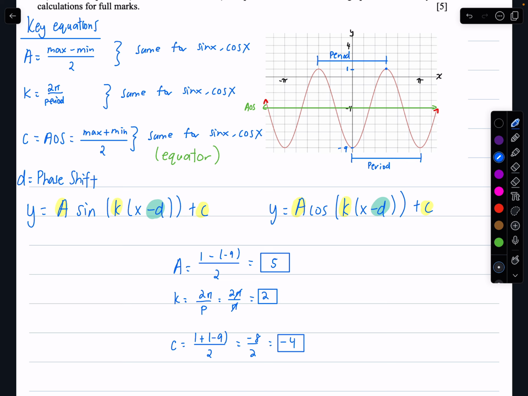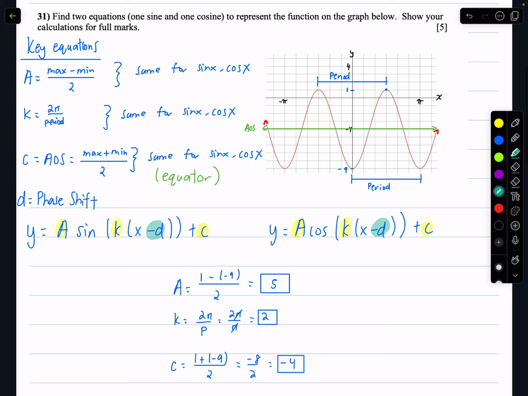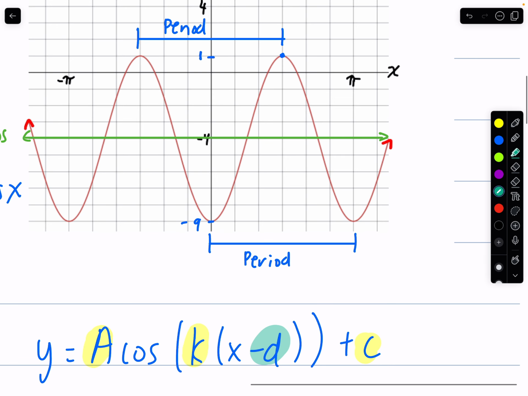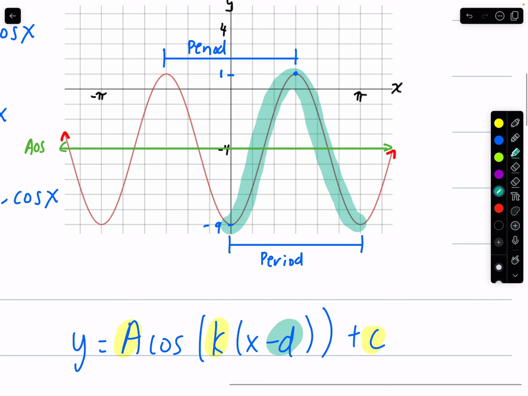What you're going to do is when you find one of them, you're going to use the phase shift to find the other. So when I look at this graph, what I see visually is something like this, which is a negative cos graph. That's kind of what I see off the bat. And the reason I see that is I want to find out what graph corresponds with the y-axis.